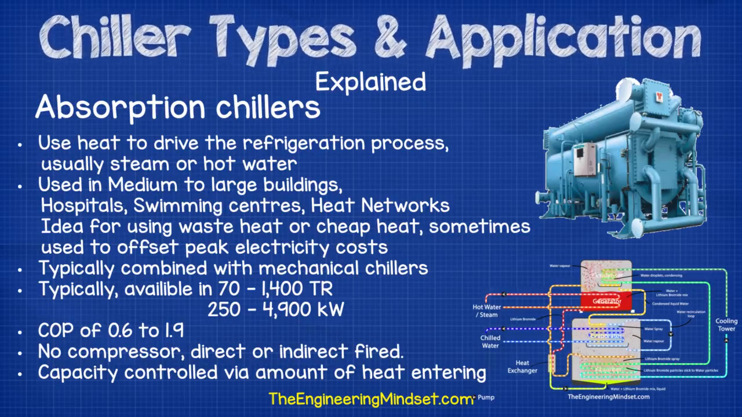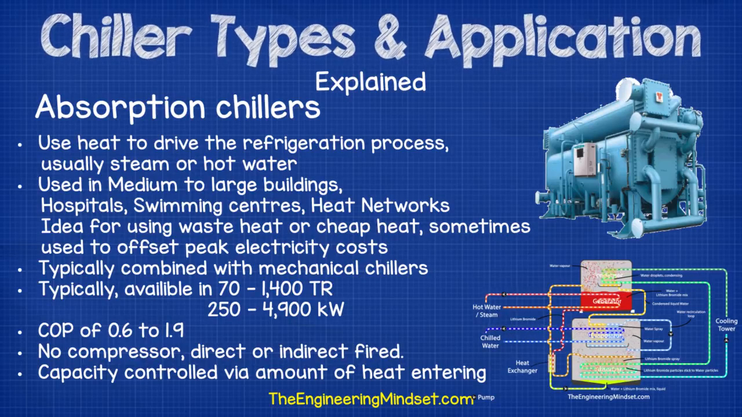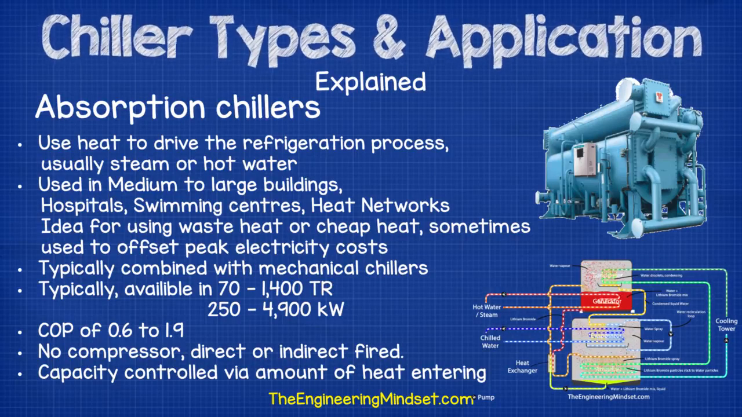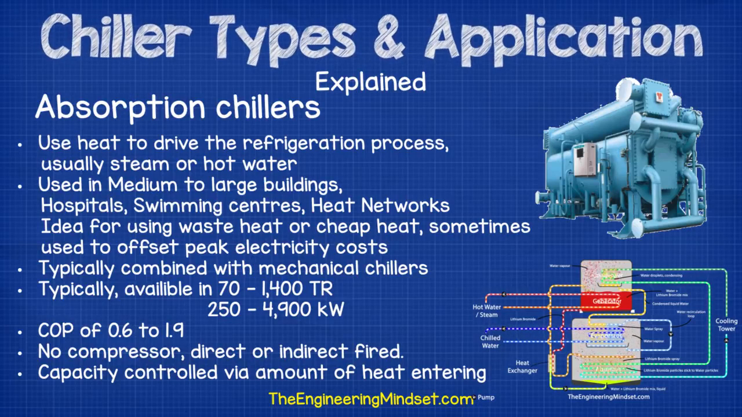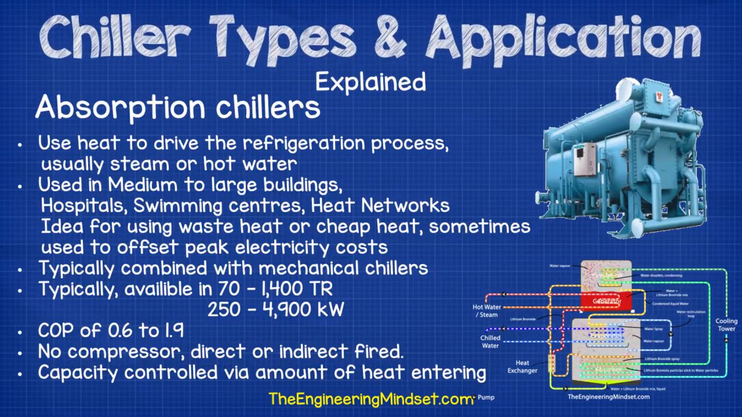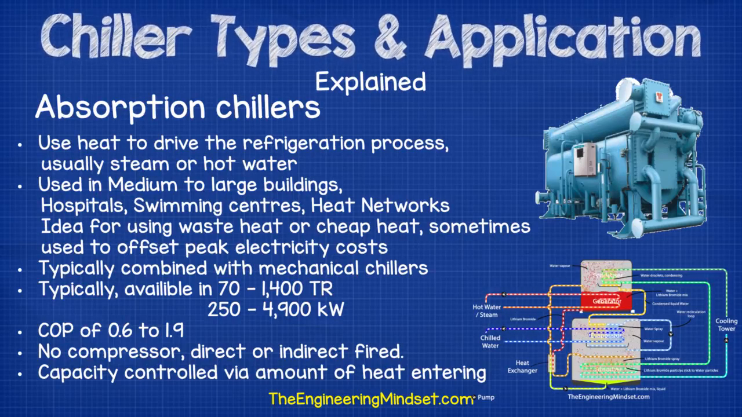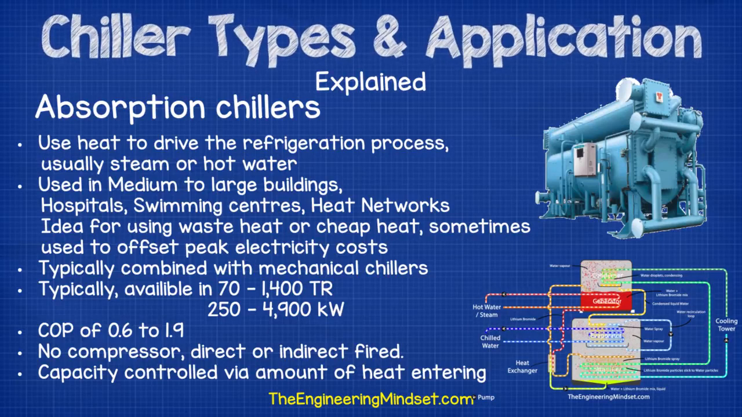Absorption chillers. Now these use heat to drive the refrigeration process. They usually use steam or hot water. They're used in medium to large buildings such as hospitals, swimming centers and heat networks, and they're ideal for using waste heat or at least cheap heat, and they're sometimes used to offset peak electricity cost. They typically are combined with mechanical chillers though. Now typically you can buy these from 70 to 1400 tons or 250 up to 4900 kilowatts. They have a very low COP of 0.6 up to 1.9. They have no compressor. They are either direct or indirect fired, and capacity is controlled simply by varying the amount of heat which is entering the chiller.